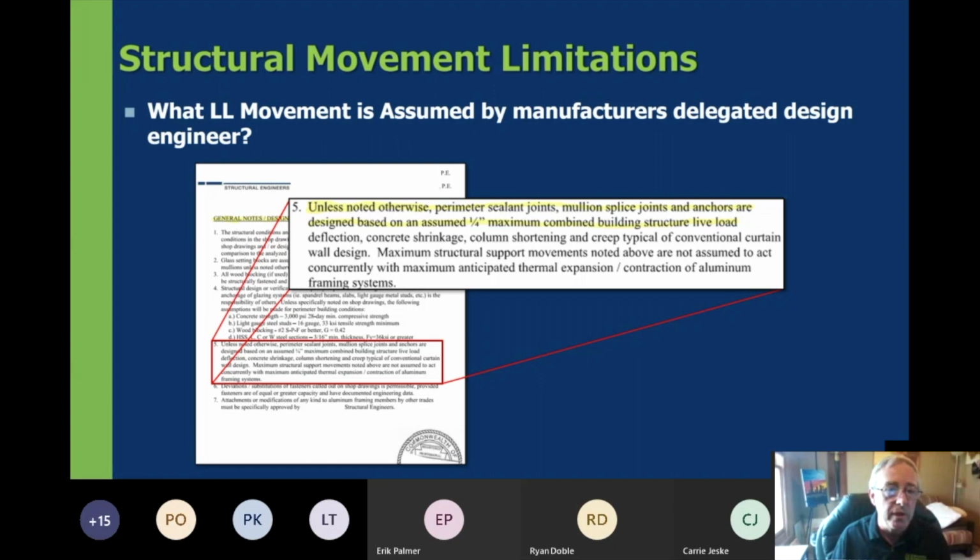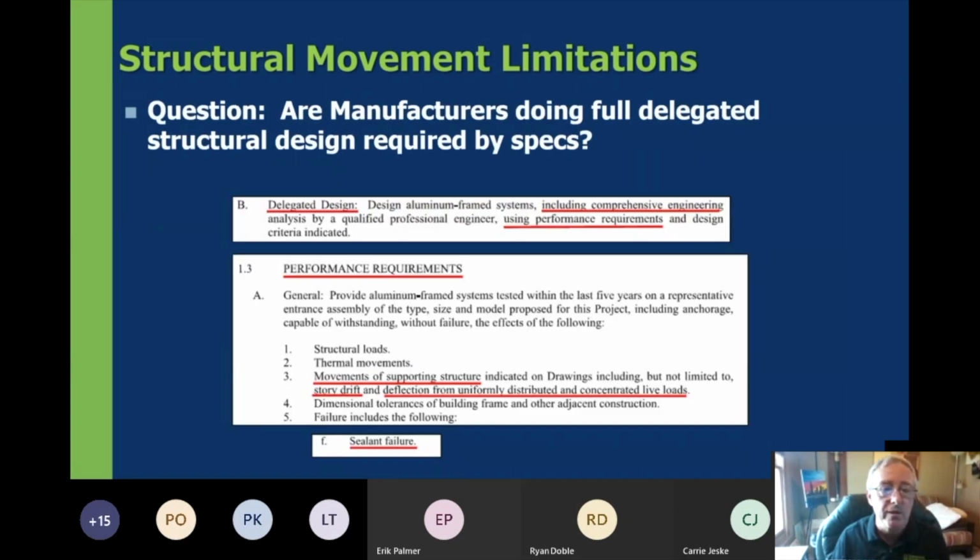So my question to you is, is delegated design really being done associated with the performance requirements by contract that are issued out? Typically, whenever manufacturers do this and they hire an engineer, they ask them to assume that it's 1/4 inch, because that's all their curtain wall system is designed to be able to accommodate in terms of a stick-built system. And so they have that as a qualifying criteria. And the reason for this is that they have a sales cycle that really does not include the asking of the question about building structural movement. They make the assumption instead.